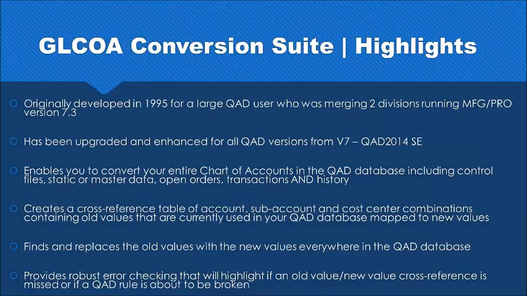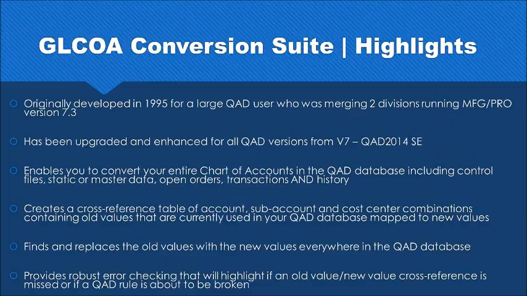The way we do this is we create a cross-reference table of account, sub-account, and cost center combinations that contain old values that are currently used in your QAD database. And we map those to a set of new values that you want to go to. The application finds and replaces all the old values with all the new values everywhere in your QAD database as if the old ones had never existed.